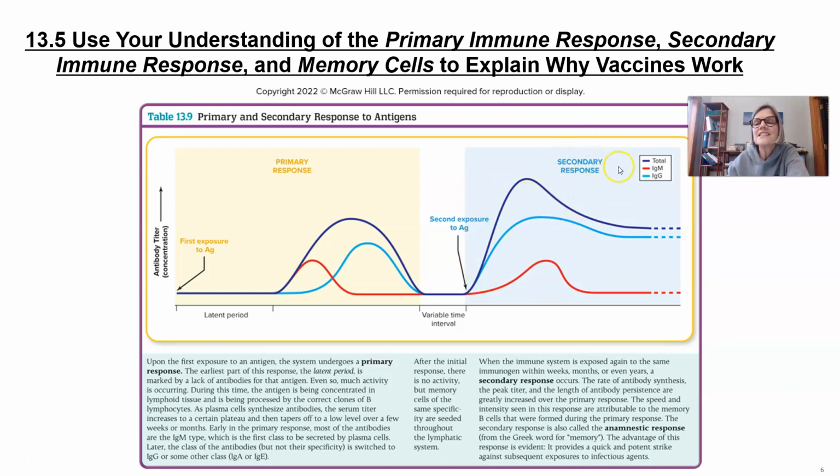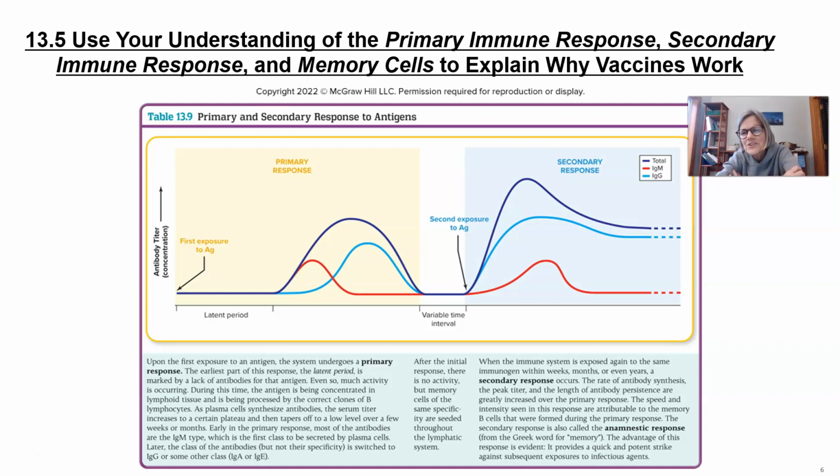And we call that the secondary immune response. The secondary immune response occurs the subsequent time or times that you're exposed to the same antigen. Because you have memory cells, which are a certain kind of B lymphocyte or B cell, you can make antibodies quickly and at a high concentration and fight off that pathogen before it makes you sick.